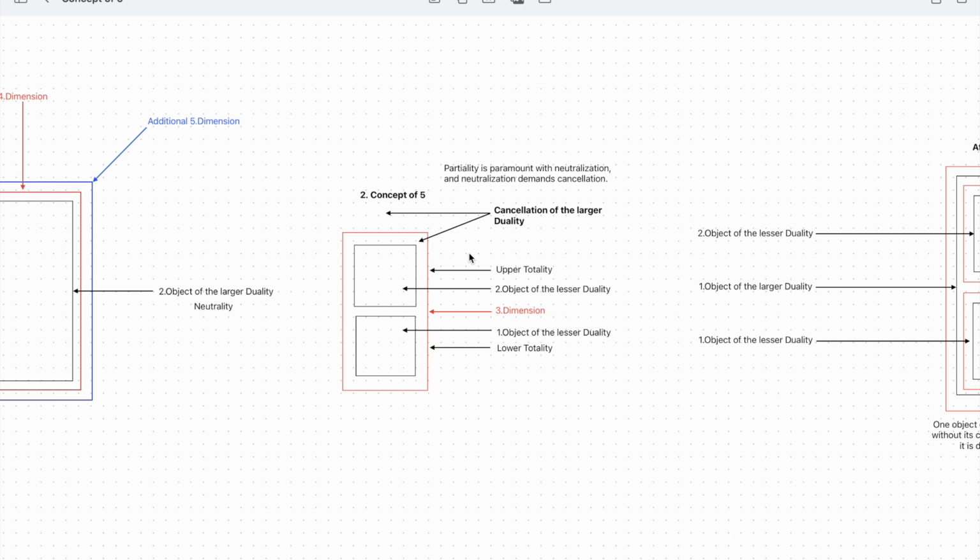As we have discussed already, both dualities only exist as a duality. If one object of a duality ceases to exist, so must the other object of the duality cease to exist as well. Because the second object of the larger duality is being cancelled due to its neutrality, so must the first object of the larger duality be cancelled as well, as you can see here.